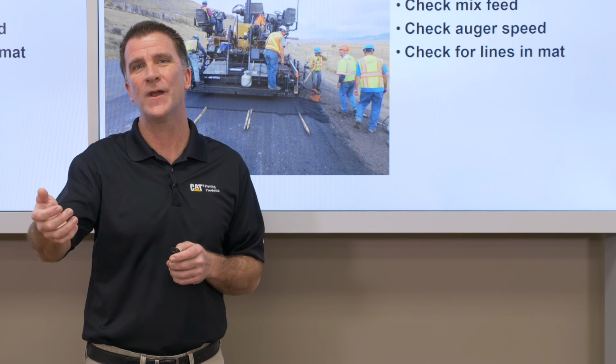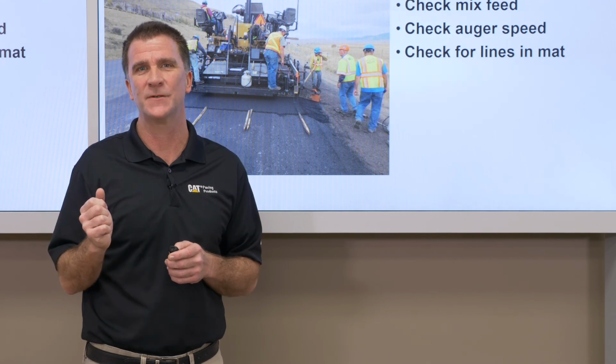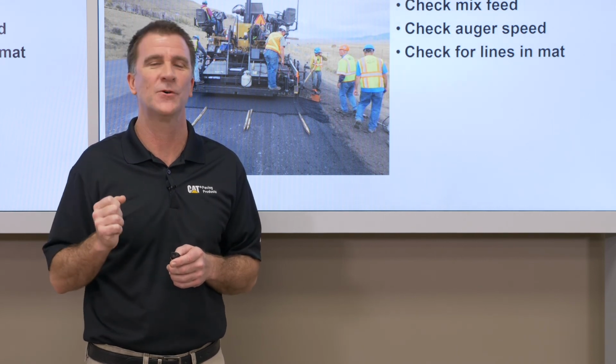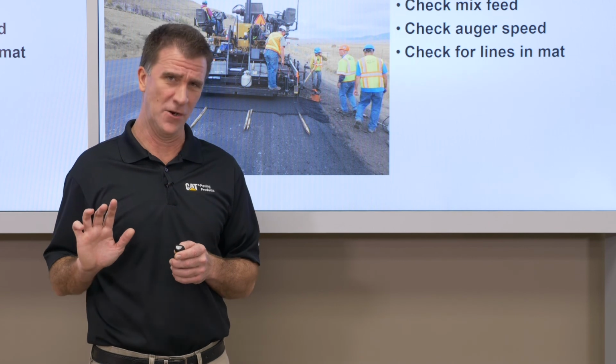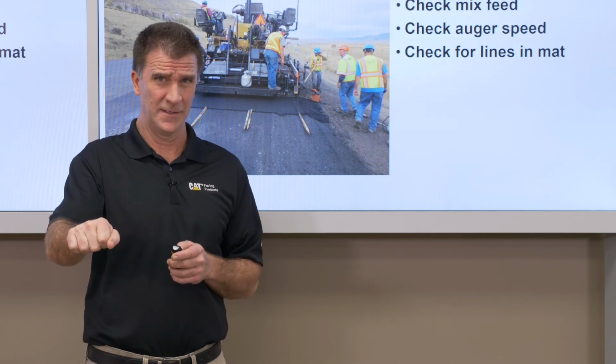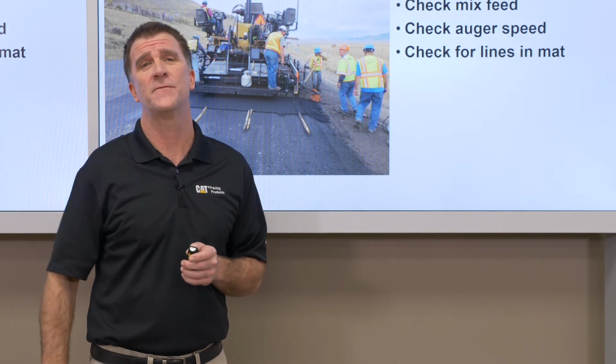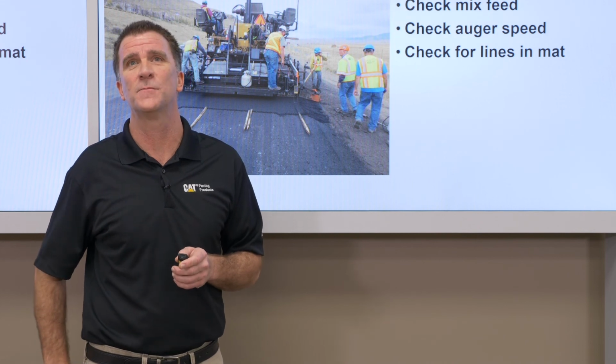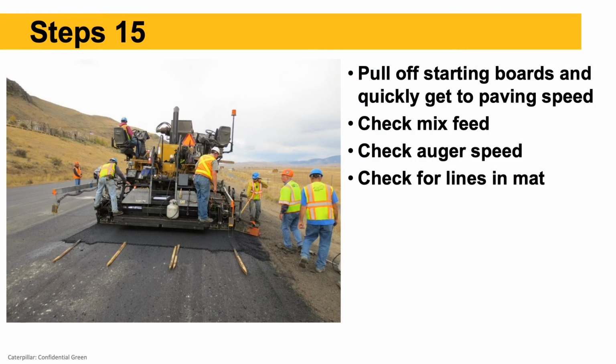And then from that point on, whenever I have to stop the paver, I'll just use the propel lever. I won't touch the speed dial. That way I know when I propel full forward, I'm just going to go right up to 35 feet a minute quickly and smoothly. So I'm all ready to do that. I'm going to pull off the starting boards, quickly get up to speed. As soon as that happens, I'm going to check my mix feed.